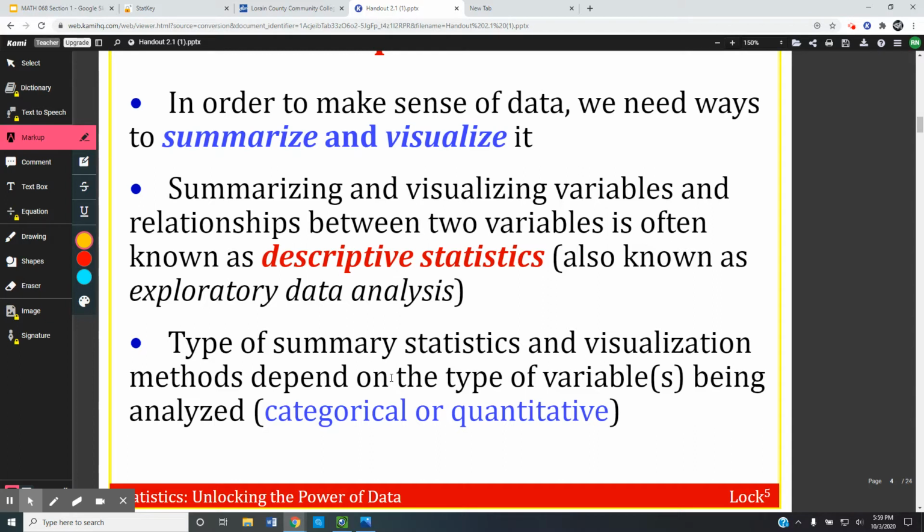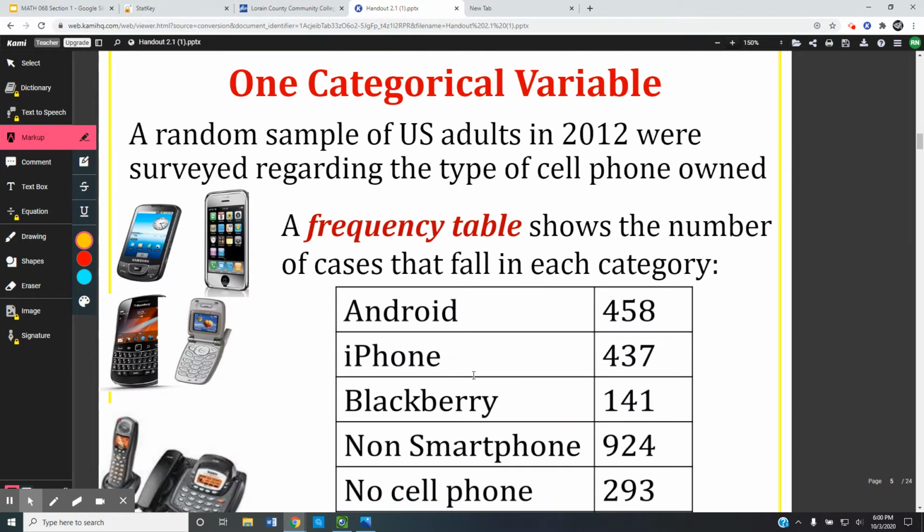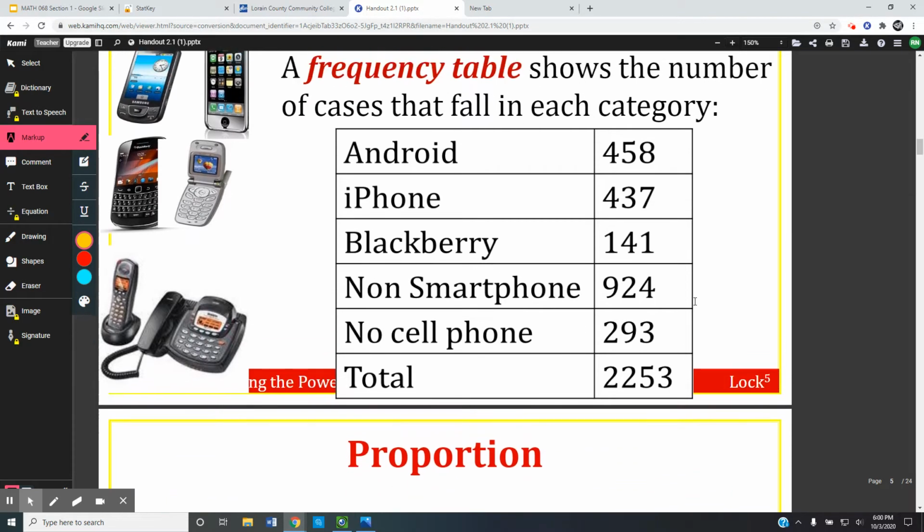The type of summary statistic and the visualization method is defined by whether you have categorical, quantitative, or a mixture of the two things, and how many of them you actually have. For instance, this one categorical data that we're speaking of. This is a random sampling of US adults from 2012 who own cell phones, and this is a frequency table.